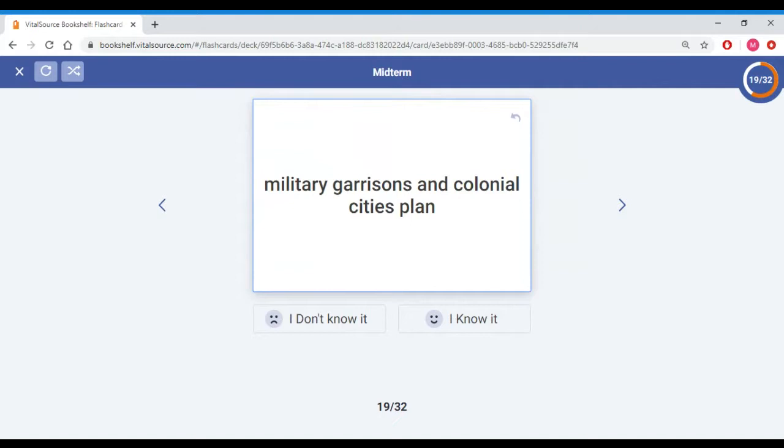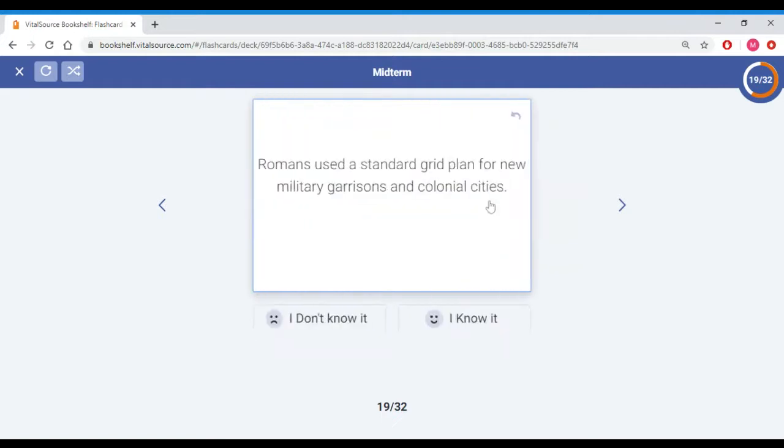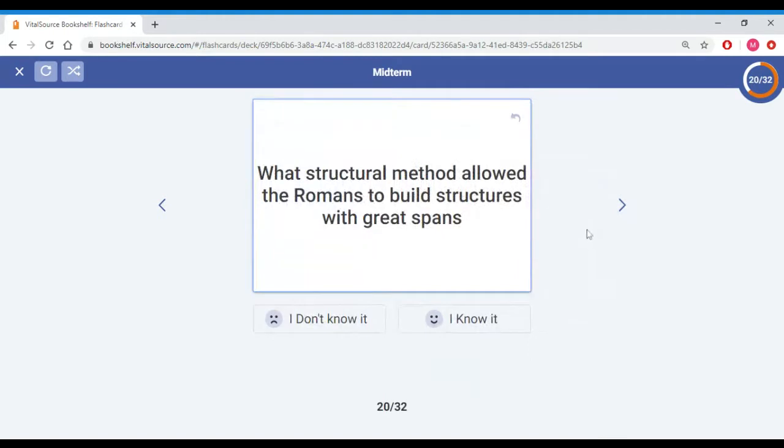Okay, so the city was planned in this cross plan, with a street that goes from north to south and a street that goes from east to west. What are those streets called? You need to know those. And standard grids for new military garrisons and colonial cities. So Romans used a standard grid plan for new military garrisons. We'll talk about the streets later on.